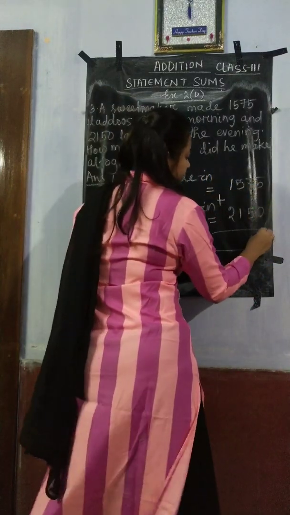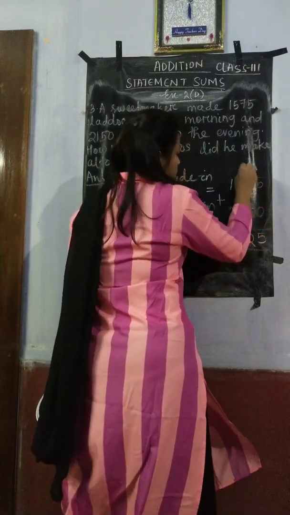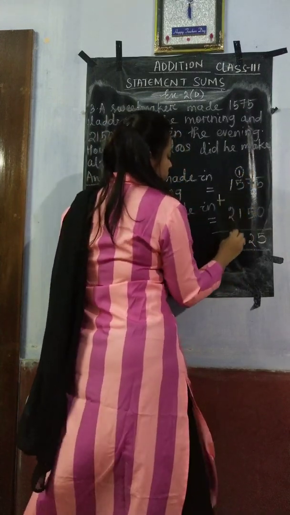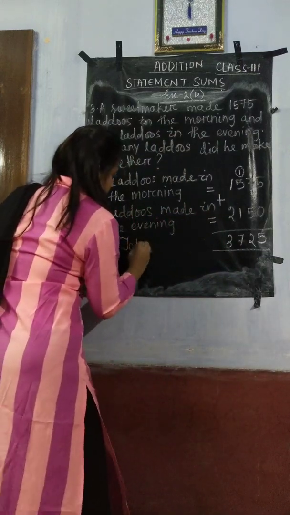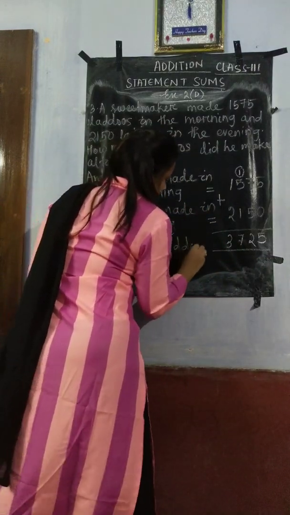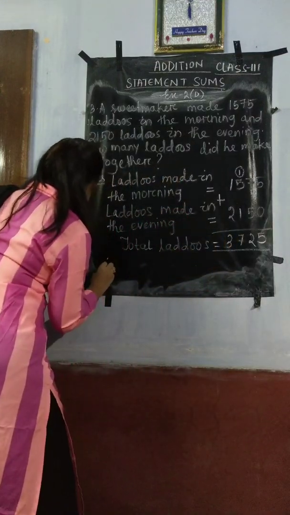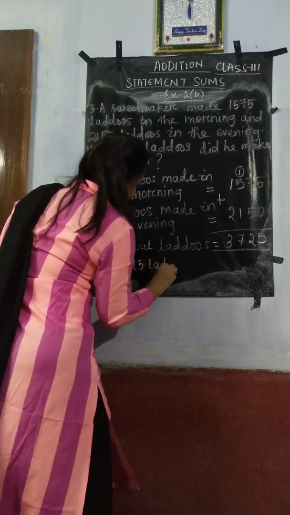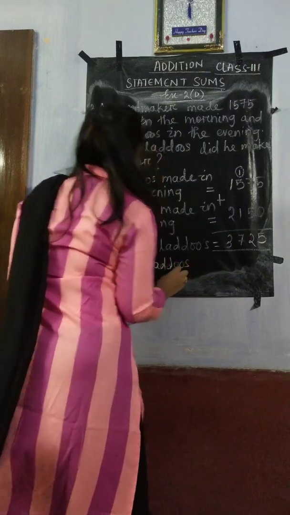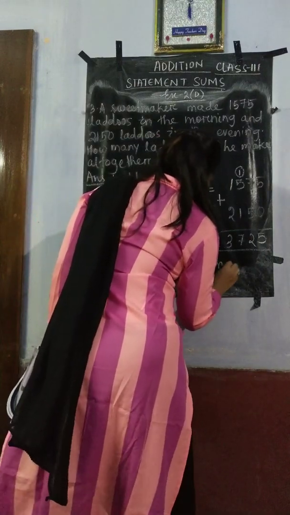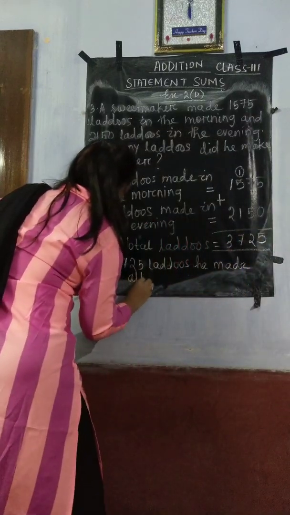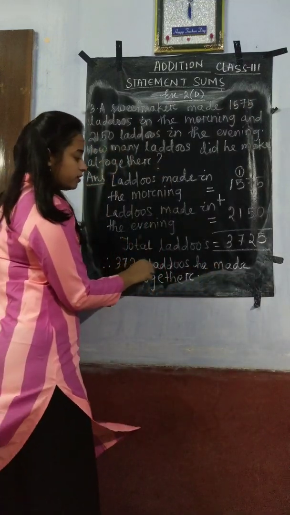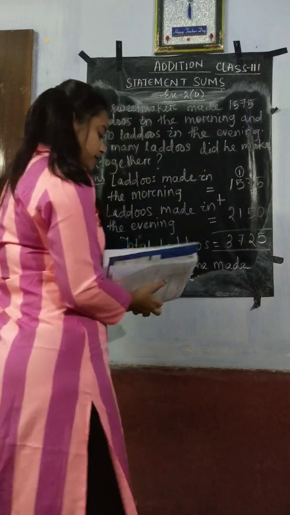5 plus 0 is 5. 7 plus 5 is 12. 1 is carried over. 1 plus 5, 6. 6 plus 1, 7. 1 plus 2 is 3. So this is the total laddus. Therefore, 3725 laddus he made all together, or else you can also write he made 3725 laddus all together. Both are same. Okay children?